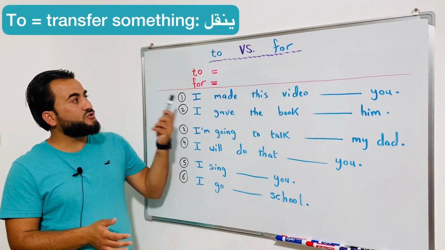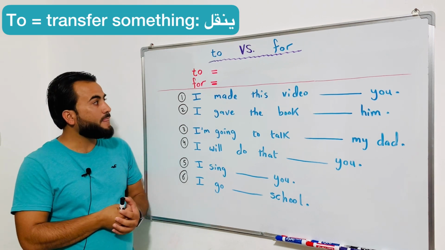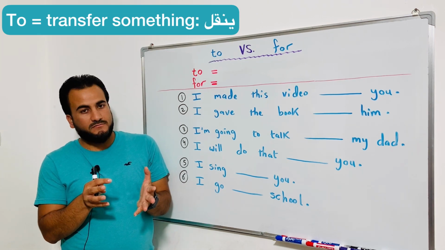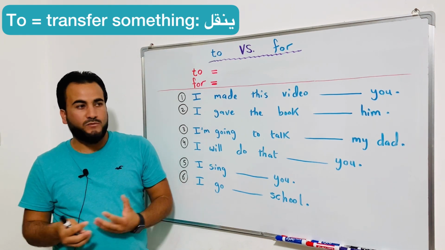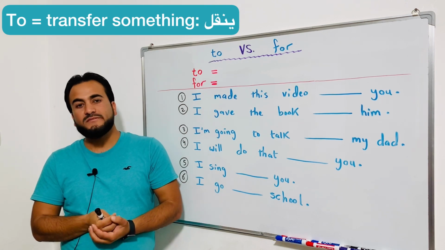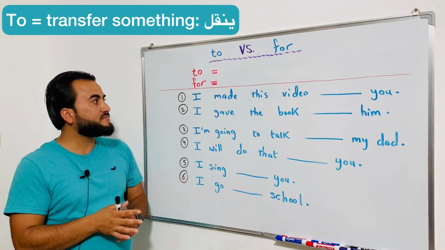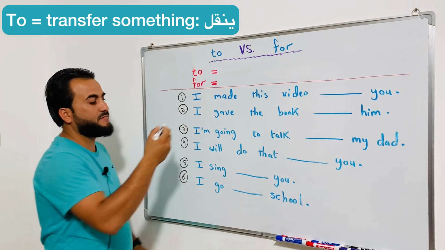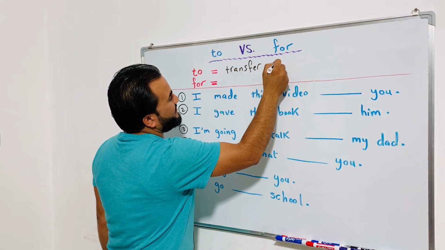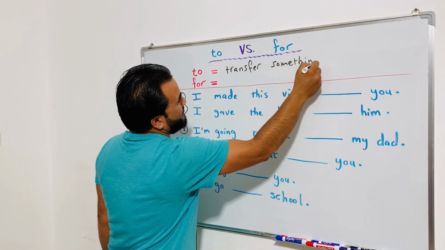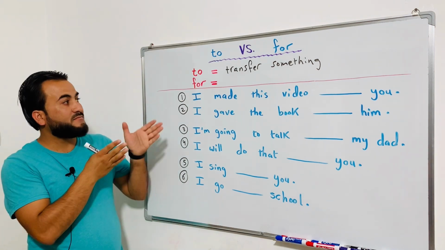Okay, we use to when we transfer something or exchange something. لما بدي أنقل شيء إلى شخص ما، ممكن بدي أعطي شيء لشخص ما. I want to give something to someone. أو حتى أنا لما بدي أنتقل من مكان إلى مكان نستخدم to transfer something. Okay, إذن بدي أوصل شيء، بدي أعطي شيء، بستخدم to.